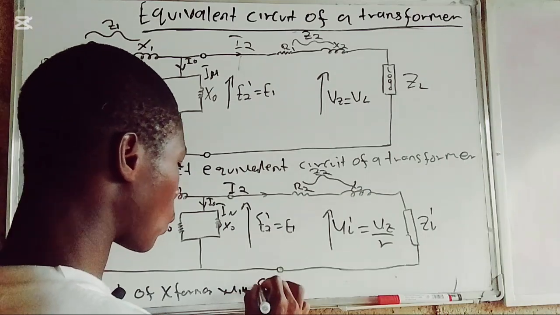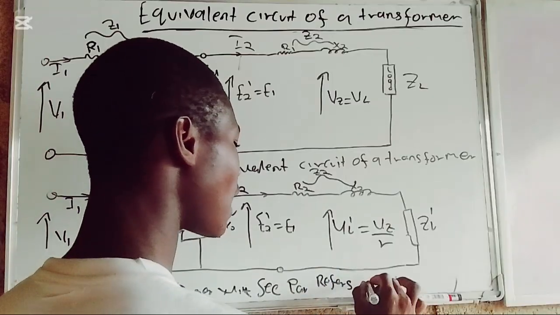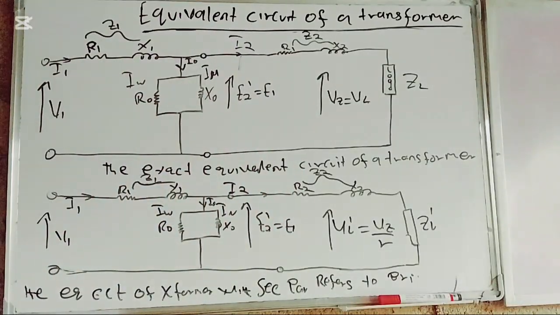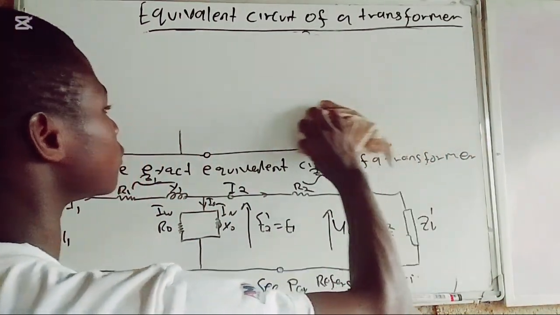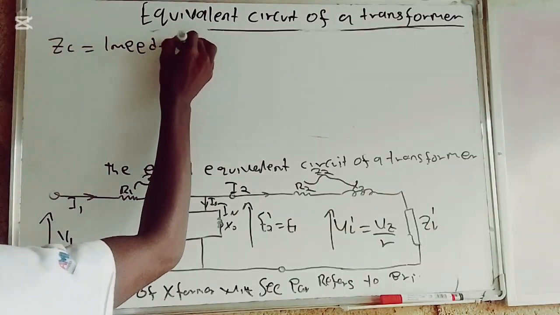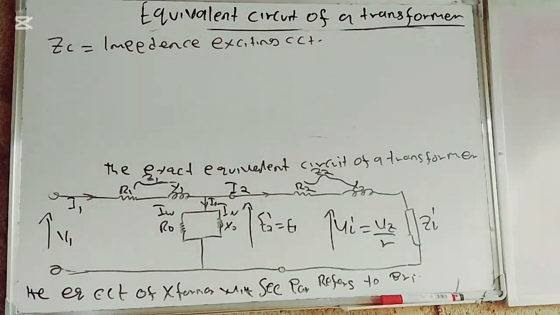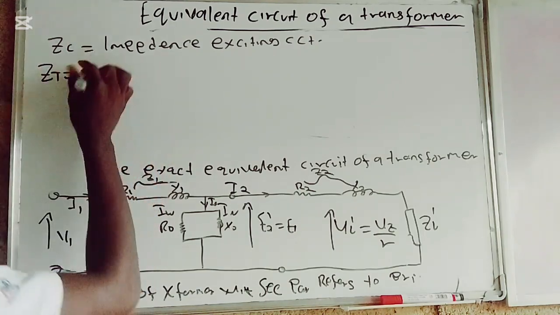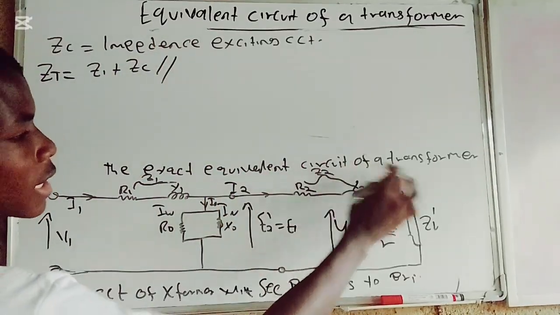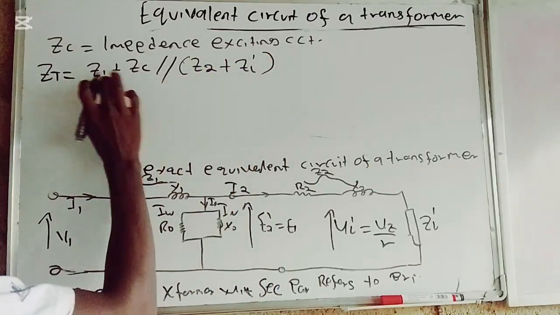Secondary parameters referred to primary parameters. Make sure you draw it. If we take a look at this circuit, we have something, ZC, which is called the impedance, the exciting circuit. So therefore the Z total should now be equal to Z1 plus ZC, which is parallel to this and this, which is Z2 plus ZL prime. So this and this are in parallel.